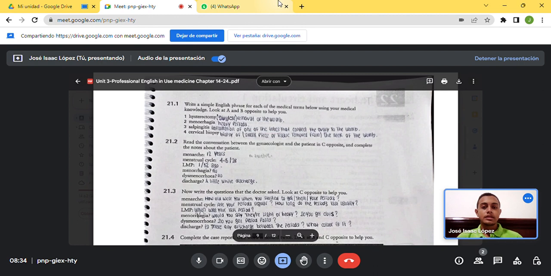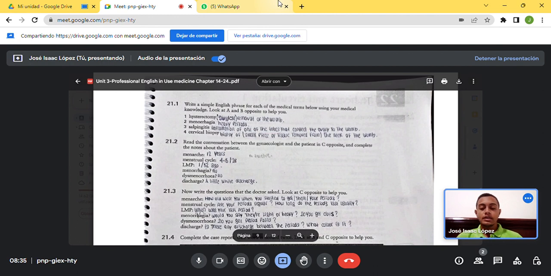Next is cervical biopsy. Cervical biopsy is a biopsy of a small piece of tissue removed from the neck of the womb. O sea, es una pequeña pieza del tejido que se extrae del cuello uterino, de la parte del tejido se remueve un pedazo para analizarlo. Entonces, cuando se van a hacer tipo de biopsias de análisis.